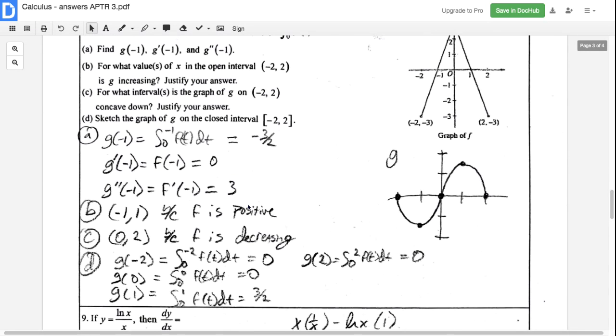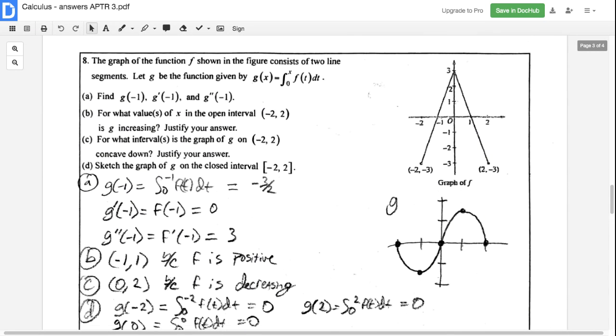Number 8. All right, so we have g of x is defined as the integral from 0 to x of f of t. We want to find g of negative 1. So I just plug negative 1 in here. So that means I just want the area between 0 and negative 1.